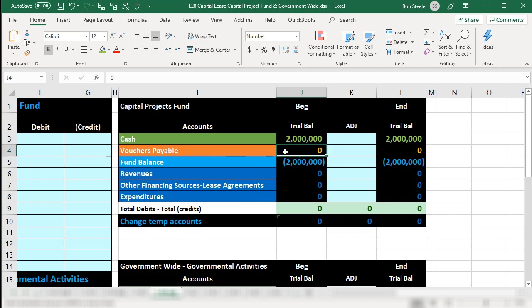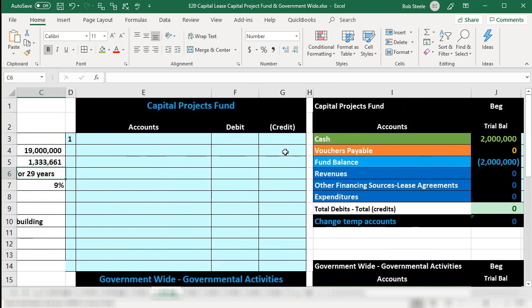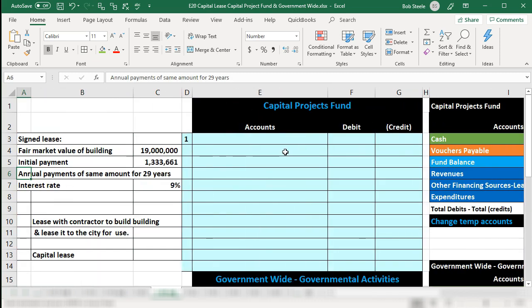We have a beginning balance, the activity, and then the ending balance so we can see how these funds will behave, how they will act. We'll have the assets in green, liabilities in orange, and then we've got what would be the equity accounts, the assets minus liabilities, fund balance in this case, in the light blue, and what would be the income statement accounts, temporary accounts, those that would close out to the equity account if it was a for-profit type of organization, in the dark blue.